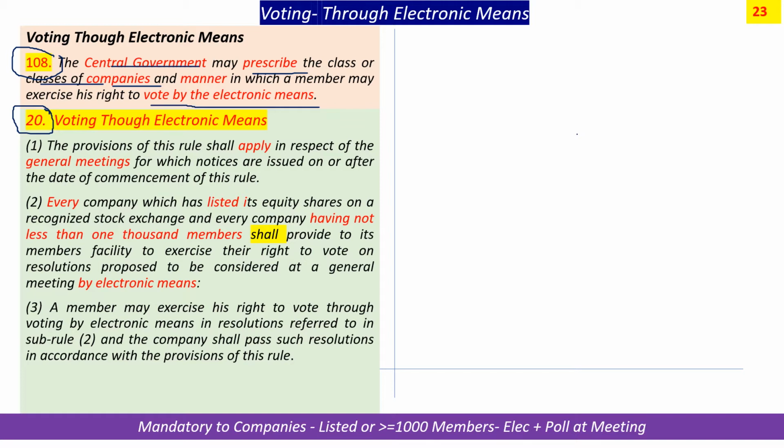Now, this rule applies to general meetings. Every listed company shall have electronic voting where the number of members is not less than 1000. Invariably, listed companies will have that strength. Therefore, indirectly it means it is compulsory to have electronic means voting in respect of a listed company.